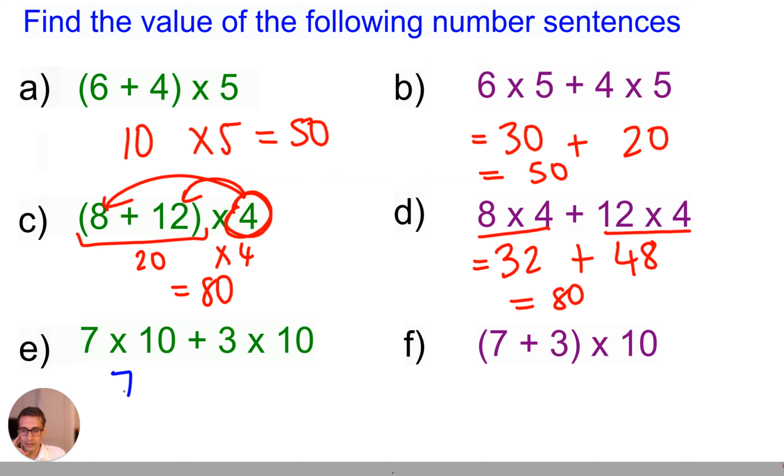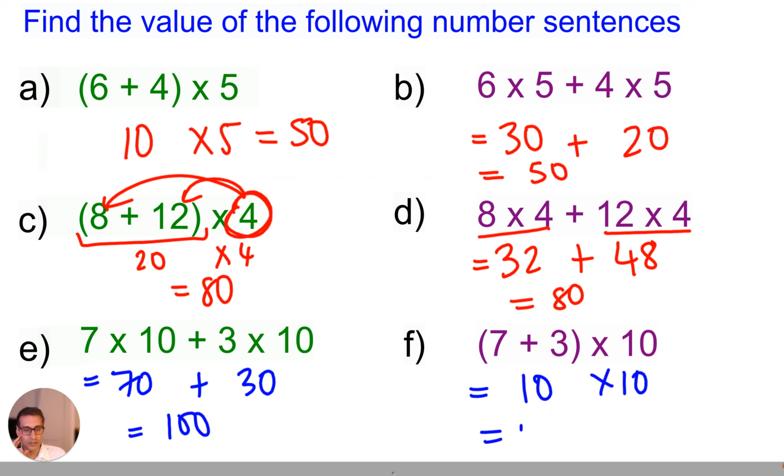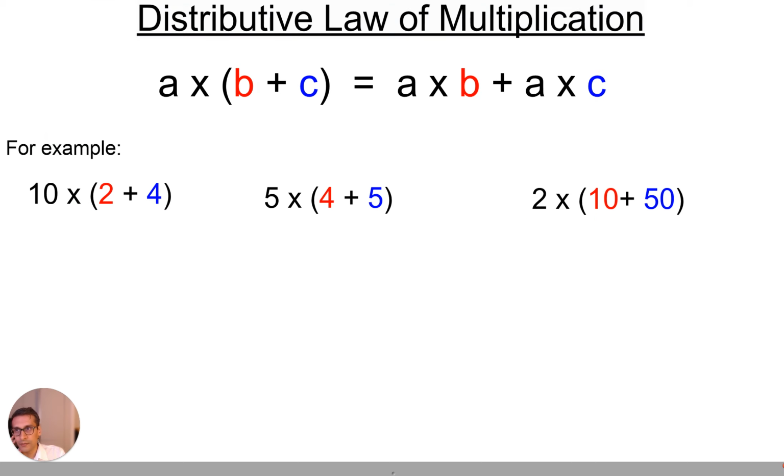So 7 times 10, 70, plus 30, that's going to be 100. Make sure to write the equal sign at the beginning. And then 7 plus 3, which is 10, times 10, which is 100. So all of these show you the distributive law of multiplication. So I want you to make a note of this.